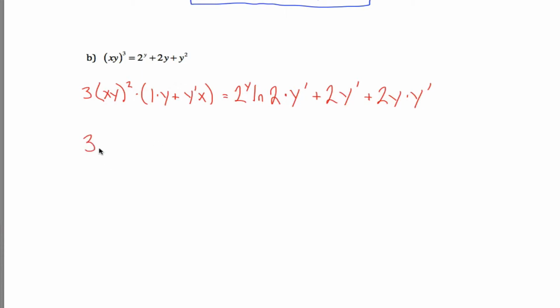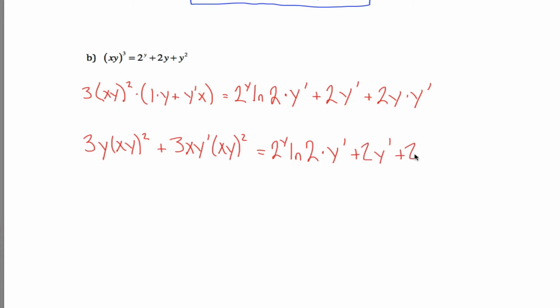You get 3y xy squared, that's this times this, plus 3x y prime xy squared, this thing times this thing, and that's equal to 2 to the y natural log of 2 times y prime, plus 2 y prime, plus 2y y prime. Got a y prime in this term, y prime in this term, y prime in this term, y prime in this term, but not in this term.